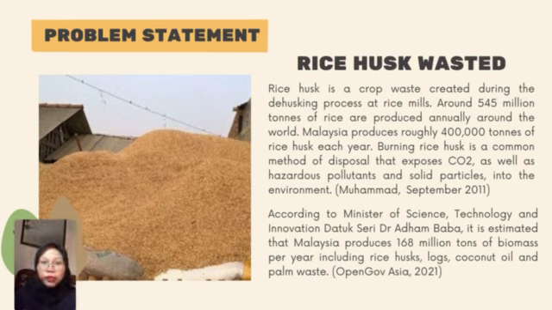For the problem statement: rice husk wasted. Rice husk is a crop waste created during the dehusking process at rice mills. Around 545 million tons of rice are produced annually around the world. Malaysia produces roughly 400,000 tons of rice husk each year. According to Muhammad, burning rice husk is a common method of disposal that releases CO2 as well as hazardous pollution and solid particles into the environment.